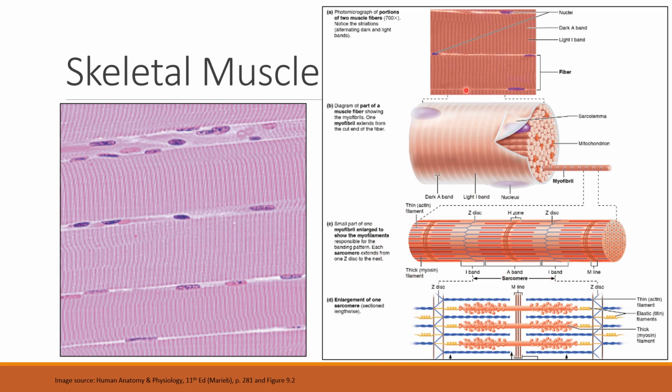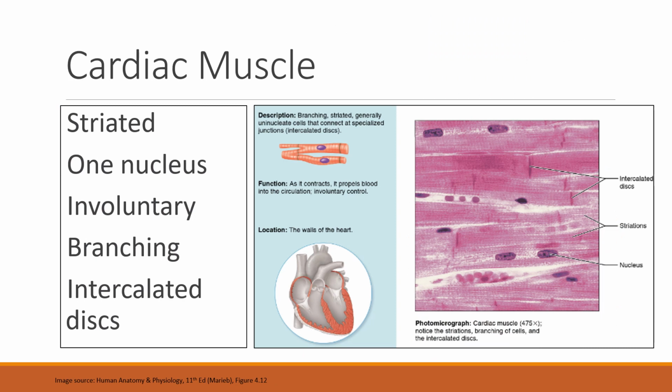Okay. All right. Next up is cardiac muscle. So cardiac muscle is also striated. As you look at this image here, you can see the striations or the stripes. With cardiac muscle though, it's not multinucleated. There's only one nucleus per cell. You can see this here.